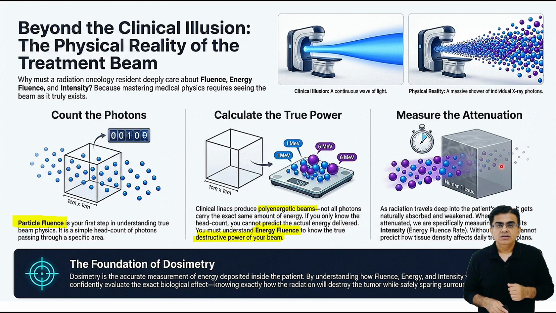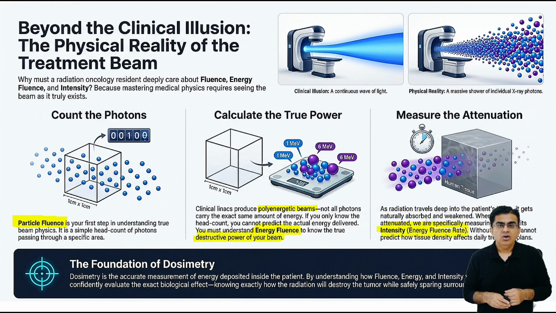Third, we use this concept to measure the attenuation. As radiation travels deep into the patient's tissue, it gets naturally absorbed and weakened. When we say beam is attenuated, we are specifically measuring a drop in its intensity. Without understanding this drop in intensity, you cannot predict how tissue density affects your daily treatment plans.